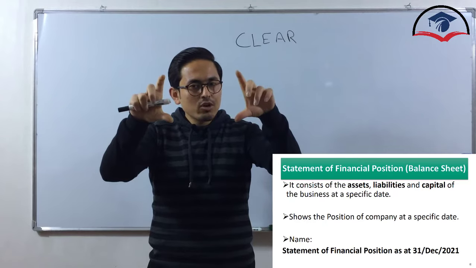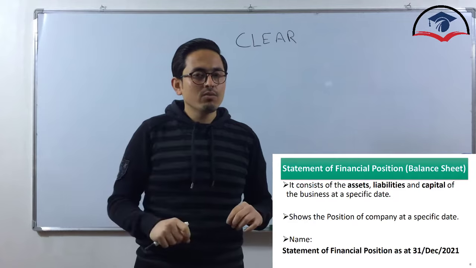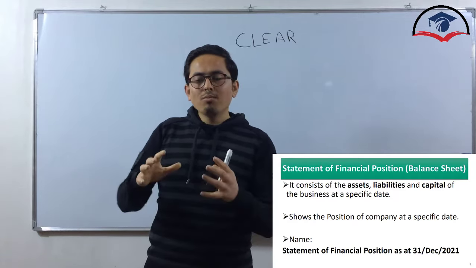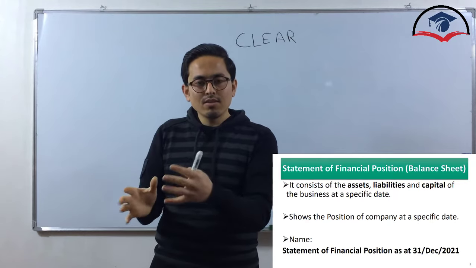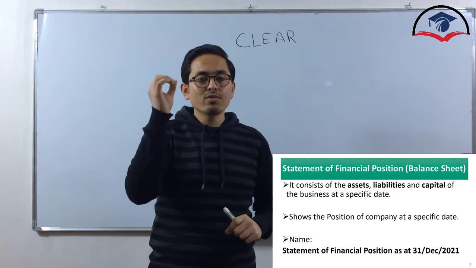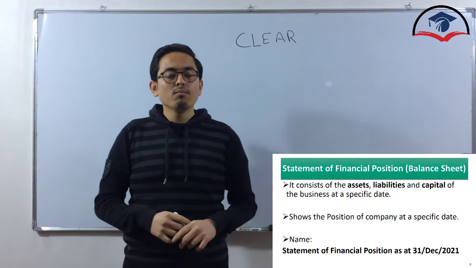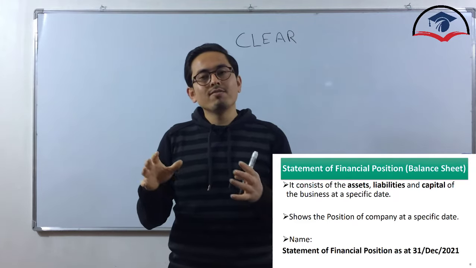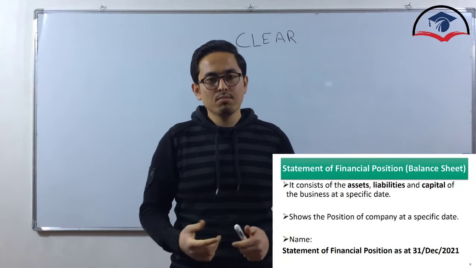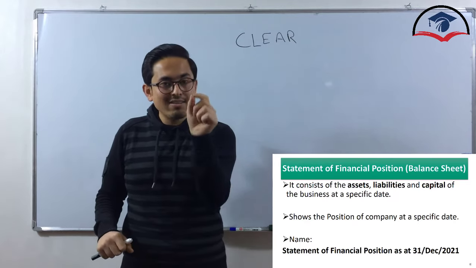It will take the picture of the business and will say how much balance is available in its bank account, how much balance is available as account receivable, how much is the value of the non-current asset. This is the picture we are taking. That's why we choose a specific date. The name written above the financial position of a company is statement of financial position as at 31st December 2021, suppose. So this is the picture at the specific date. That's why it's called "as at".